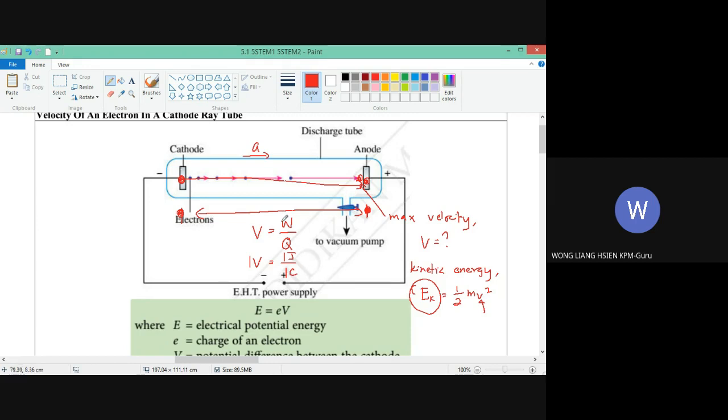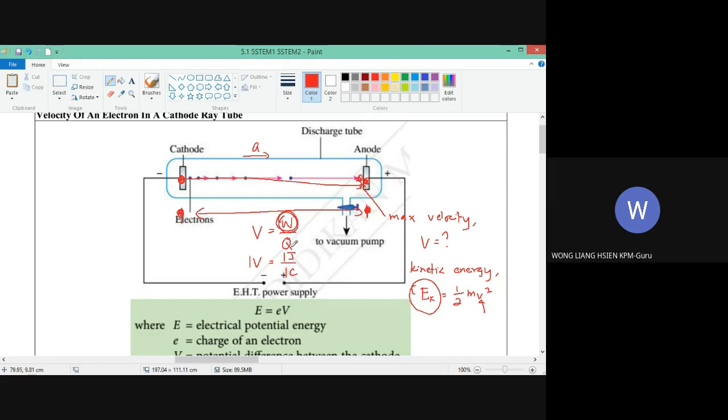So that means this work done is the amount of kinetic energy that the electron, or the 1 coulomb of charge, gains. And we can calculate this amount of work done, or this amount of energy, by taking the potential difference between the cathode and the anode and multiplying by the amount of charge.